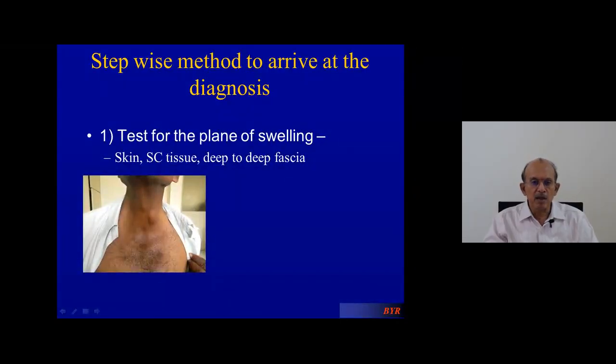So test for the plane of the swelling, that is whether it's skin or subcutaneous tissues or deep to the deep fascia. If it is subcutaneous, for example, this patient's swelling is subcutaneous, skin is pinchable, swelling became more prominent on extension of the neck. So it is subcutaneous swelling. Then how do you know the relationship to the sternomastoid muscle? By contracting sternomastoid muscle. How do you make this left sternomastoid contracted?